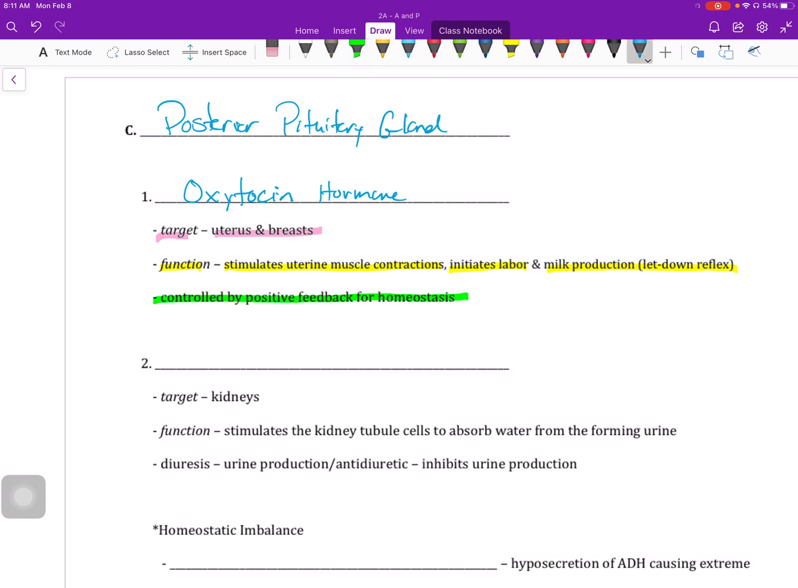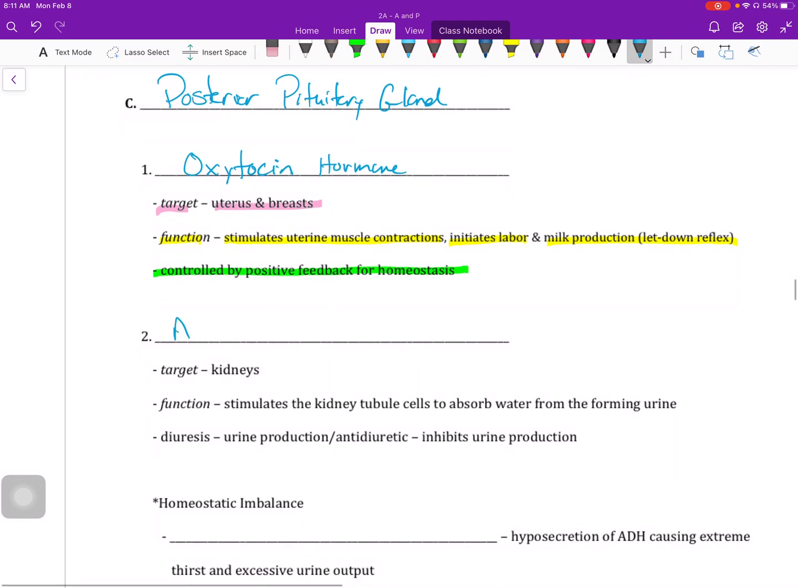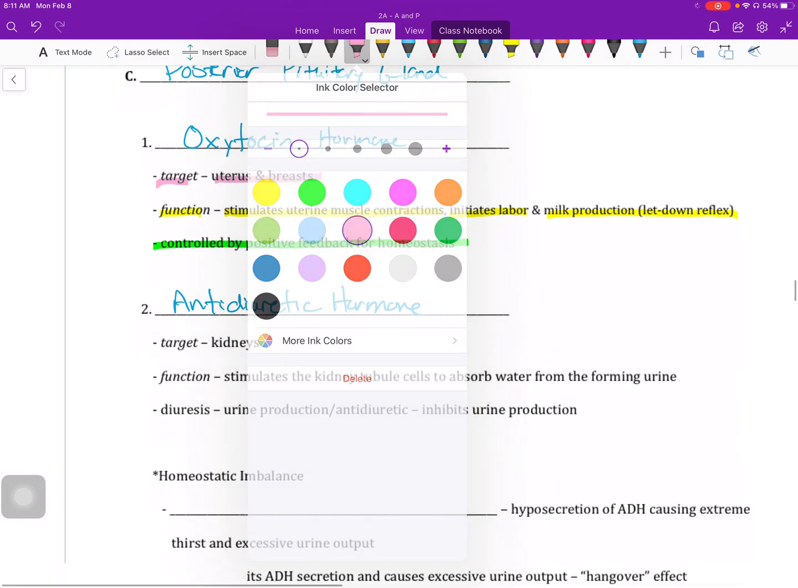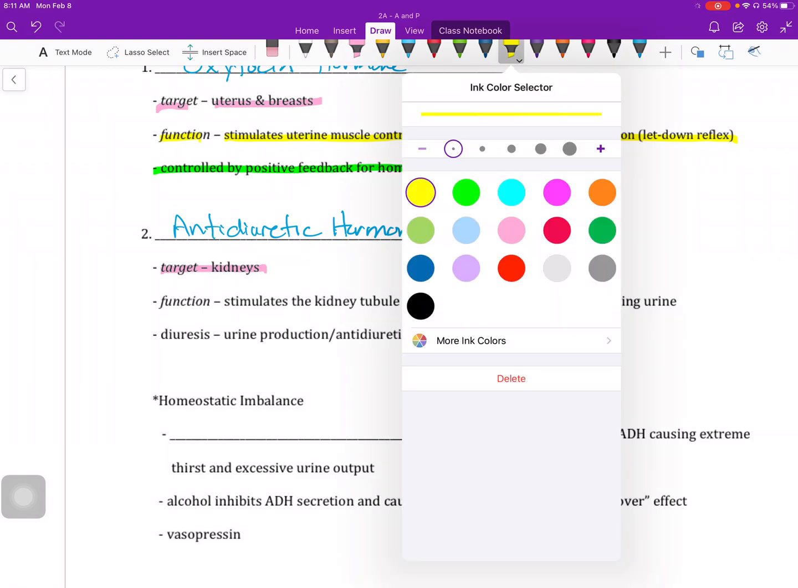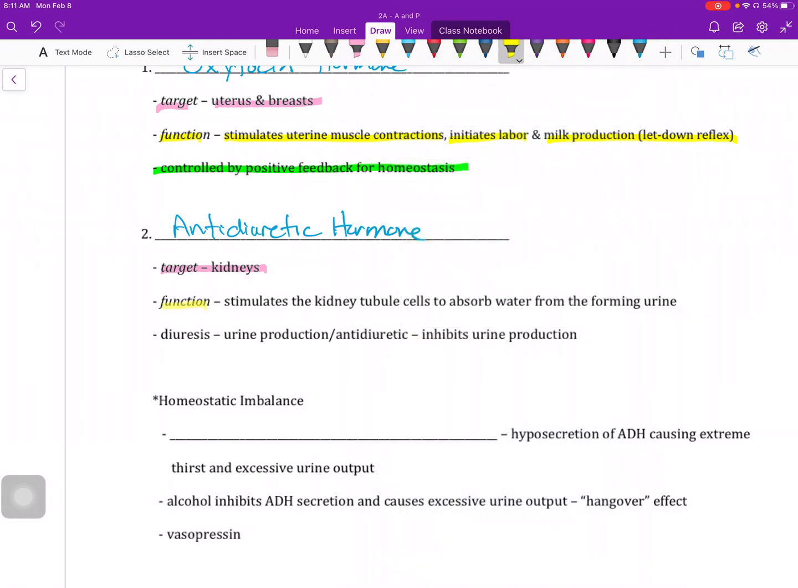All right, our last hormone here that is produced by the hypothalamus but stored in the pituitary gland and released by the posterior pituitary gland is antidiuretic hormone. All right. The target is the kidneys. The function is to stimulate the kidney tubule cells to absorb water from forming urine. So in other words, it conserves water back in the body.